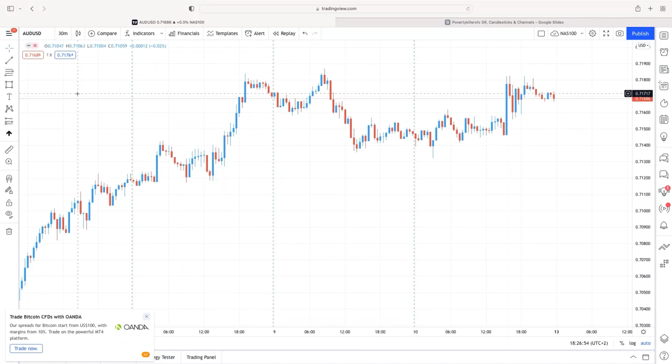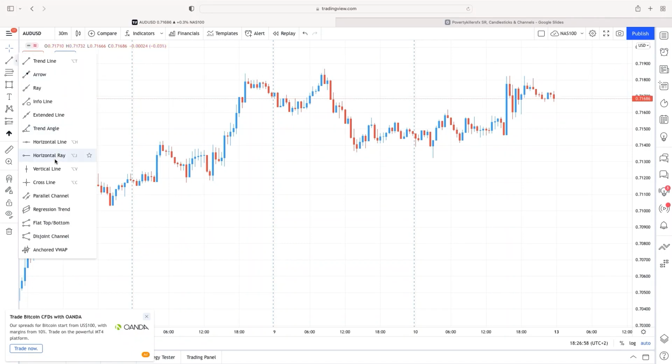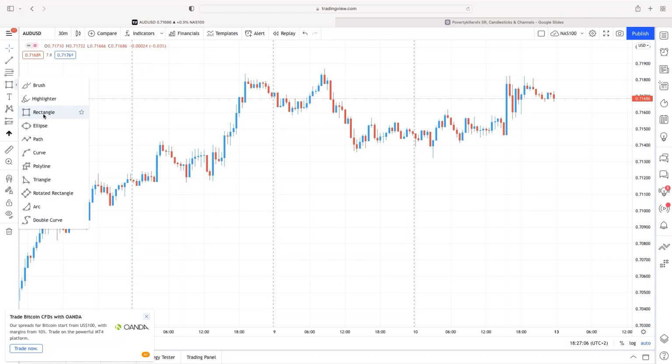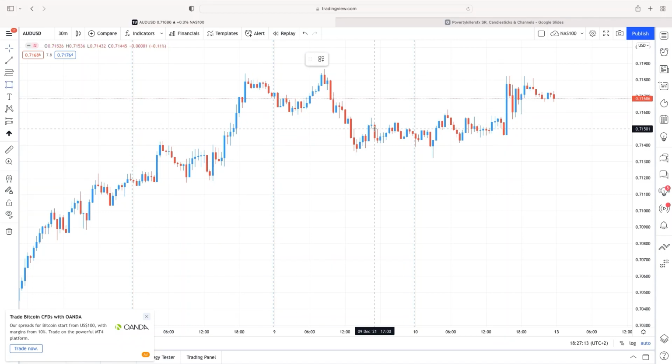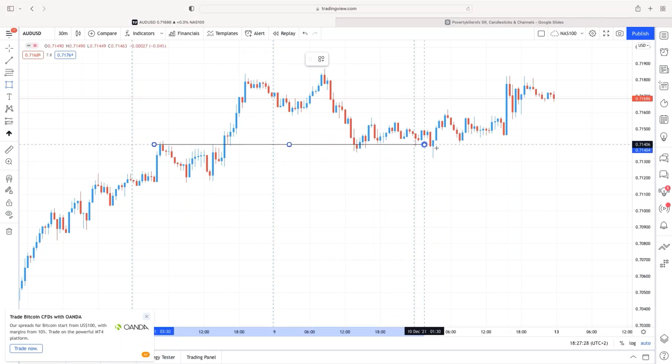So guys, in order to place your support and resistance level, you have to use a horizontal line. If not a horizontal line, you can use a shape, a rectangle. I prefer using a rectangle, by the way. So for example, let's check our support level. Let's see where the market was rejecting or changing direction on the same level too many times. So as you can see, the market is rejecting here.